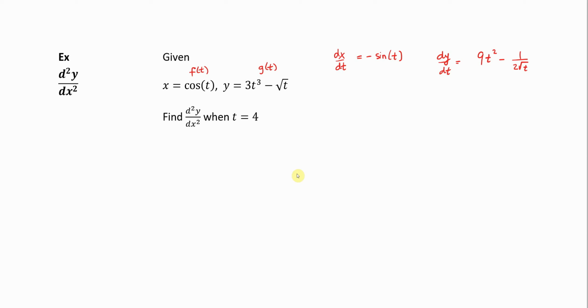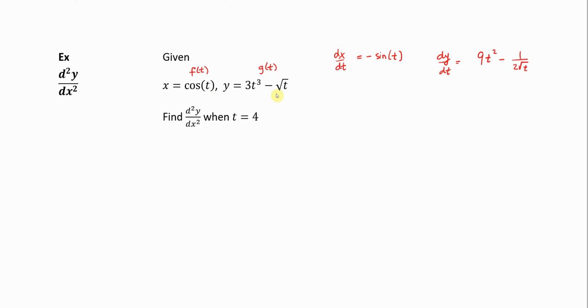In this video, we will look at an example of the second derivative in parametric mode. And you see here, I have x in terms of t, that's cosine of t. Y is 3t cubed minus square root of t. So this is the same as the equation that we worked with before. I'm going to call this equation f of t, this one g of t.